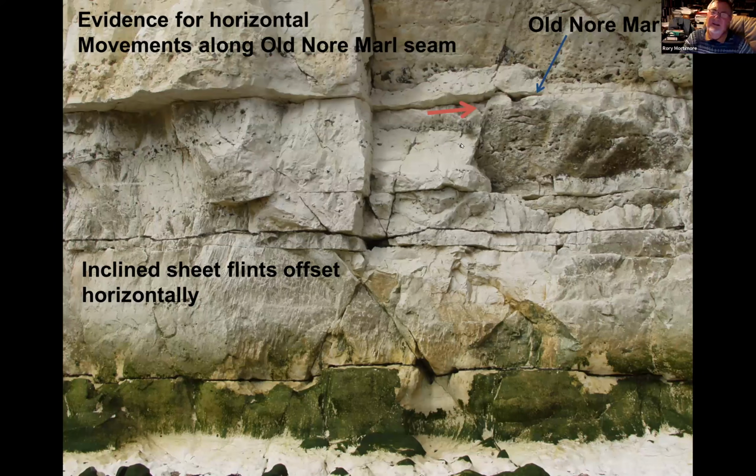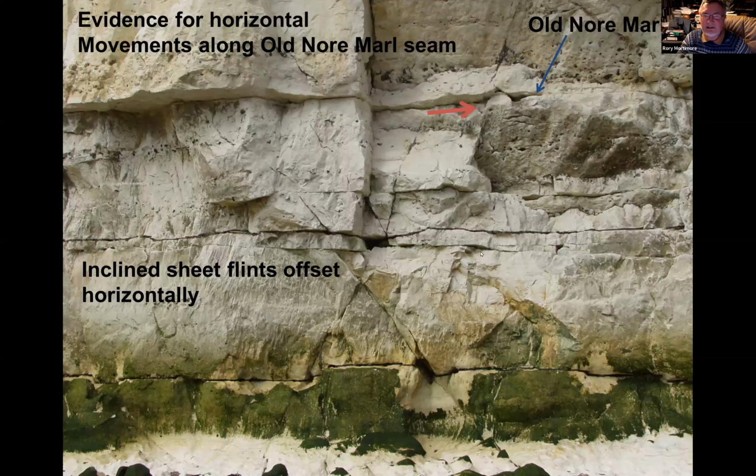And you can see all sorts of sense of movement. We've got a Marl seam here. We've got a fracture coming up that's possibly been offset from here to here. And we've got other fractures here replaced by sheet flint, these dark layers of sheet flint, but multiple fractures.